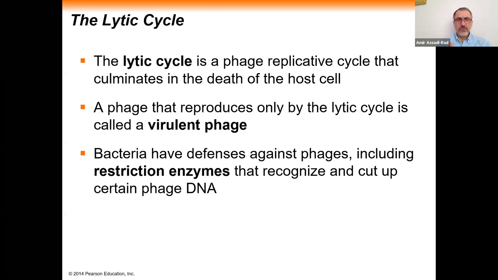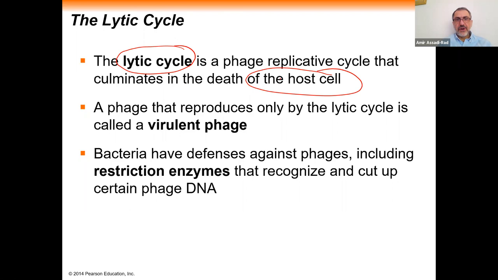The lytic cycle is a phage replicative cycle that culminates in the death of the host cell. So in the lytic cycle, the most important thing you should know is that the host cell will die, okay? A phage that reproduces only by the lytic cycle is called a virulent phage.